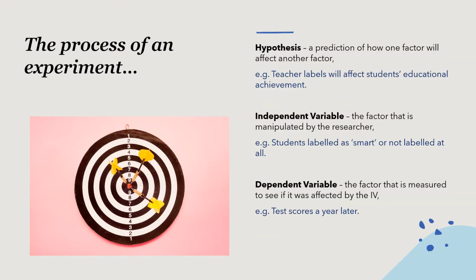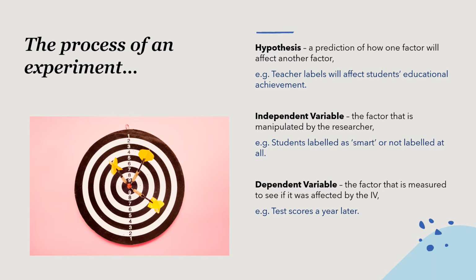So when you're conducting an experiment or thinking about conducting an experiment, there's this process that you'd go through. This is a very slimmed down and basic version of that. Essentially, you start with a hypothesis, a prediction of something that will happen, a prediction of that cause and effect relationship. So for example, we could say that when a teacher labels a student, it will affect their achievement. It will affect how well they do.